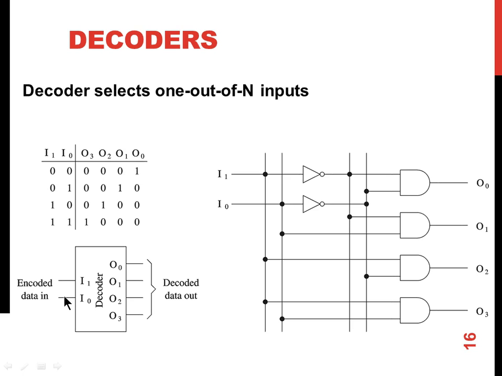When input combination is 0, 0, O0 goes high. Input combination is 0, 1, O1 goes high. 1, 0, O2 goes high. If it is 1, 1, O3 will go high. Output 3 will go high. This is how a decoder works. You have n number of inputs and 2 raised to n number of outputs.